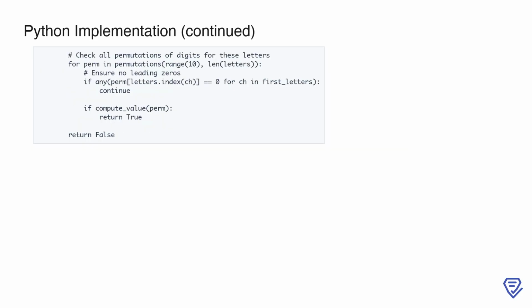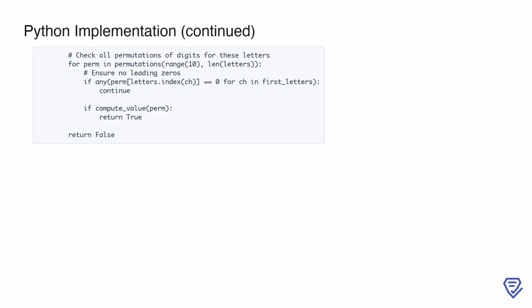Now, we move on to the core logic of solving the puzzle. To evaluate all possible assignments of digits to the letters, we use a for loop to iterate over all permutations of the digits 0 through 9, with the number of digits equal to the number of unique letters. Each permutation represents one potential mapping of letters to digits.